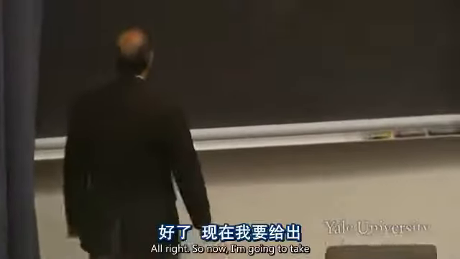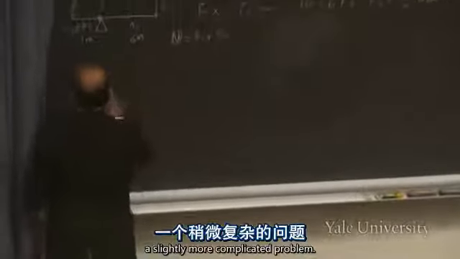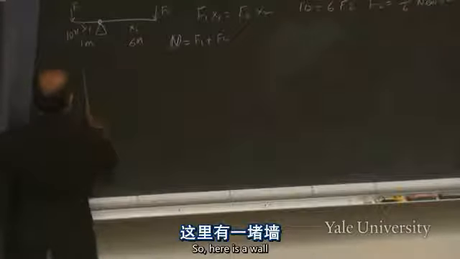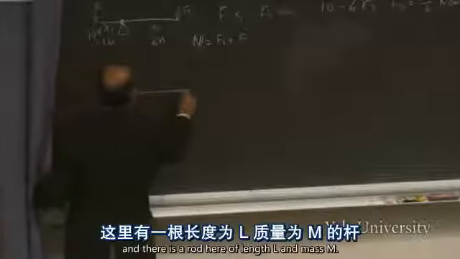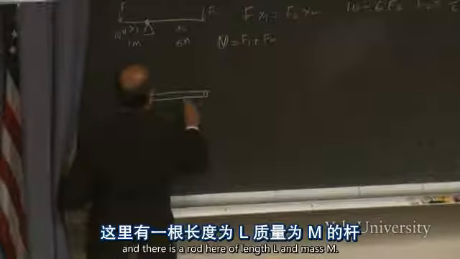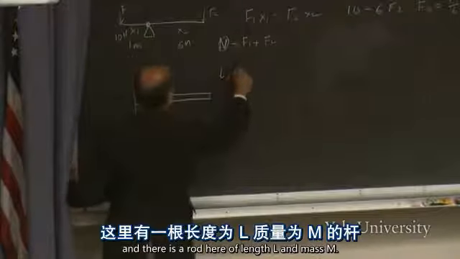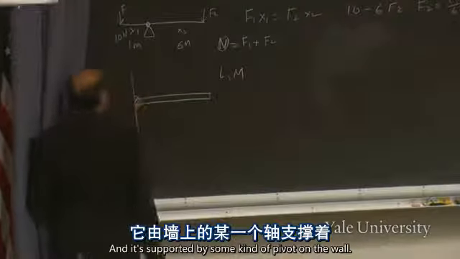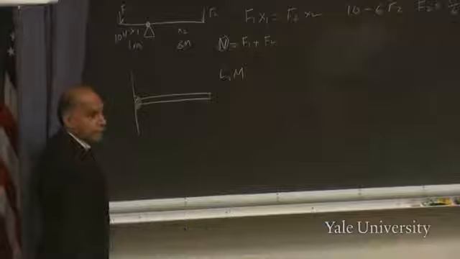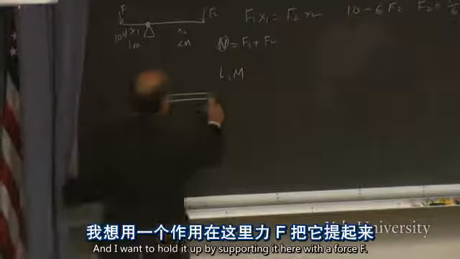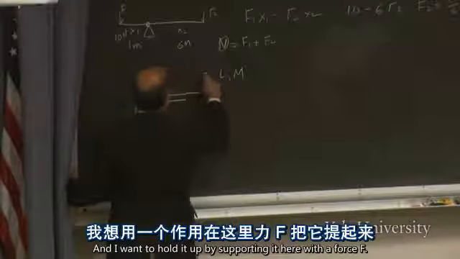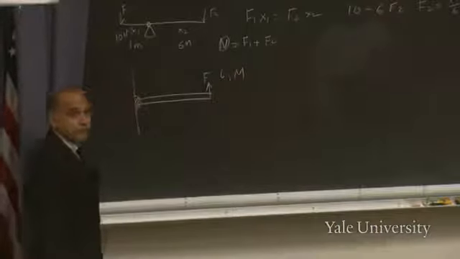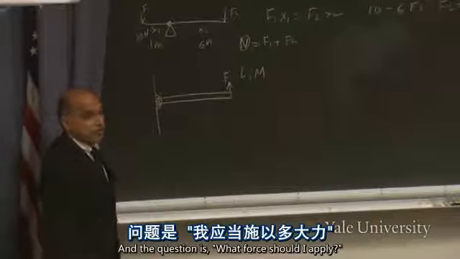All right, so now I'm going to take a slightly more complicated problem. So here's a wall, and there is a rod here of length L and mass M. And it's supported by some kind of pivot on the wall. And I want to hold it up by supporting it here with a force F. And the question is, what force should I apply?